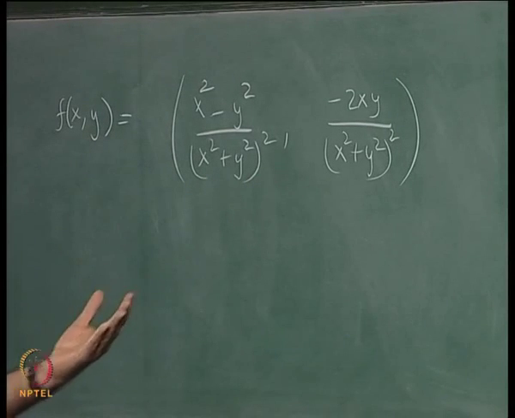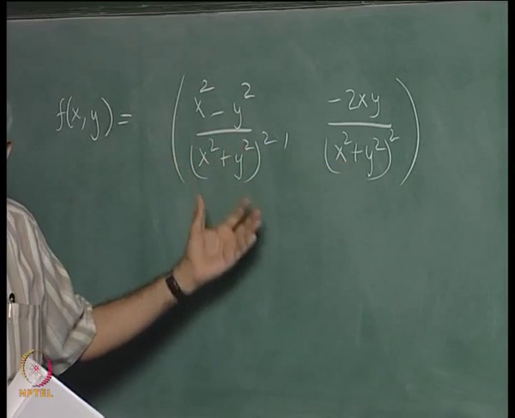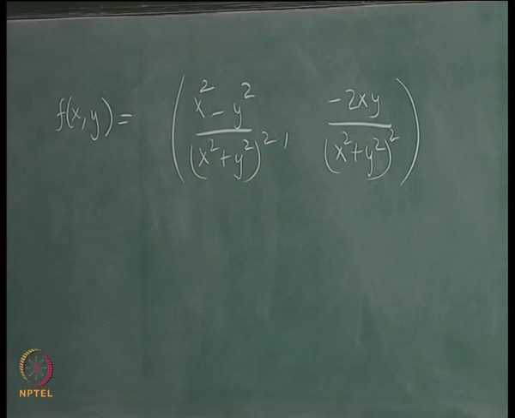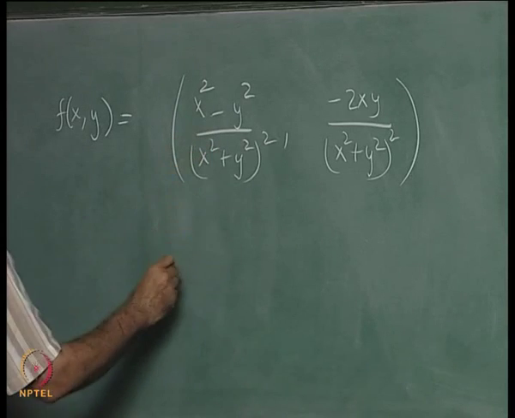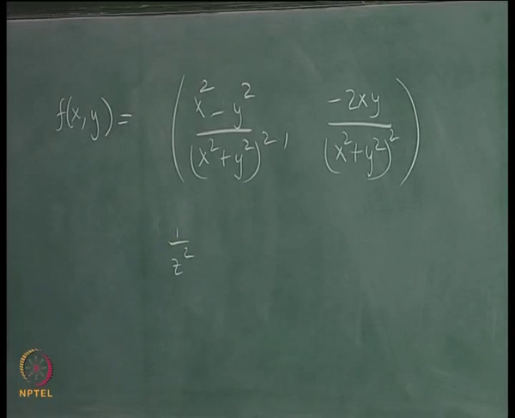Now what do these things suggest? The x and y components of this vector field suggest that they are the real and imaginary parts of some function of a complex variable z. What would that be? Z bar squared. So this thing here is 1 over z squared, that is the vector field.